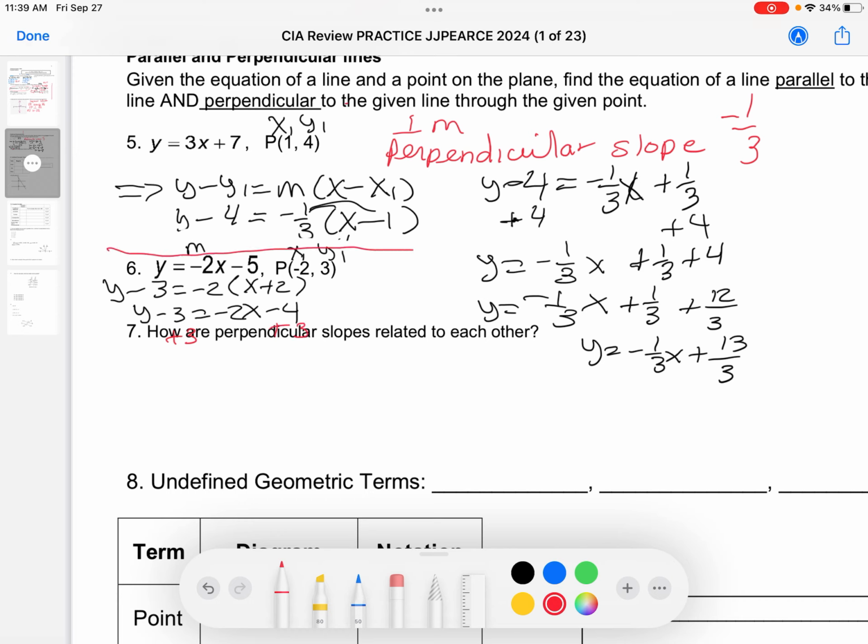So the solution for this one is y equals negative 2x minus 1. So this one I did parallel, this one I did perpendicular. So how are perpendicular slopes related to each other? They are negative reciprocals.